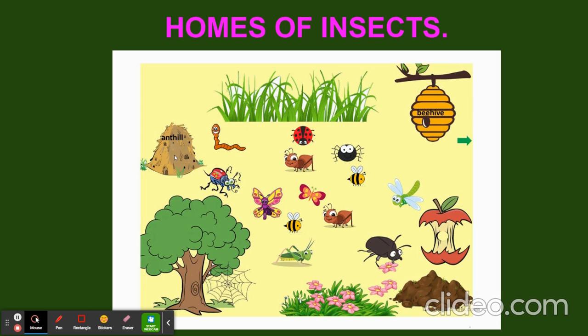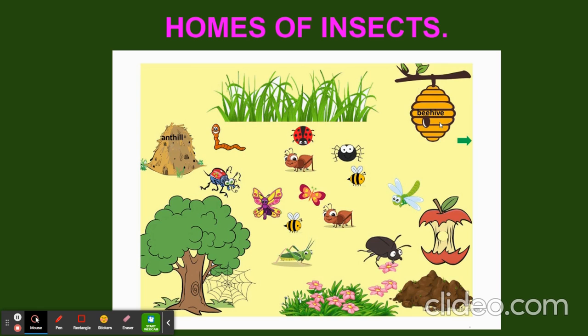Ant lives in the ant hills. They also live in our home in small holes and gaps. Insects like grasshopper and ladybird live on grass and plants in the garden. Butterfly and honeybee are seen on flowers and plants. Honeybee lives in a honeycomb. So these are the different types of homes for the insects.